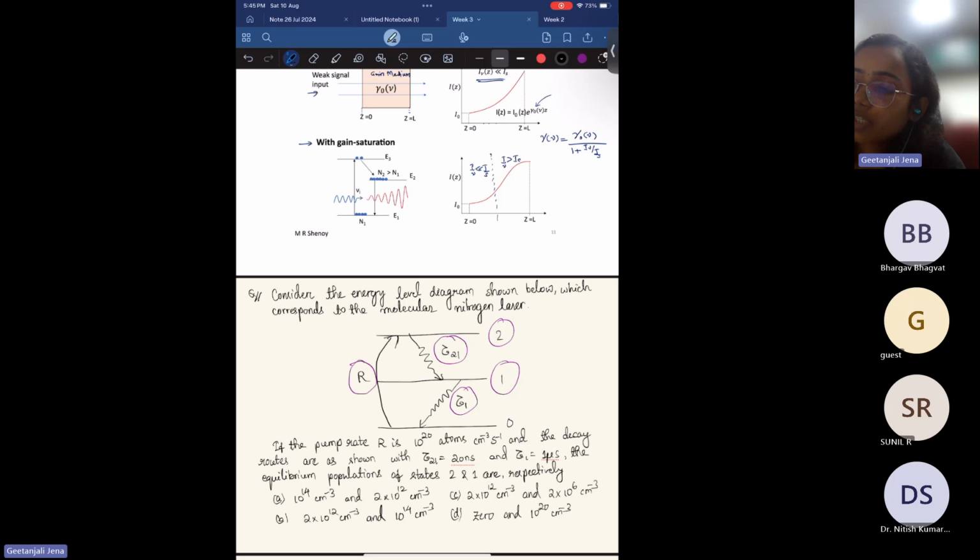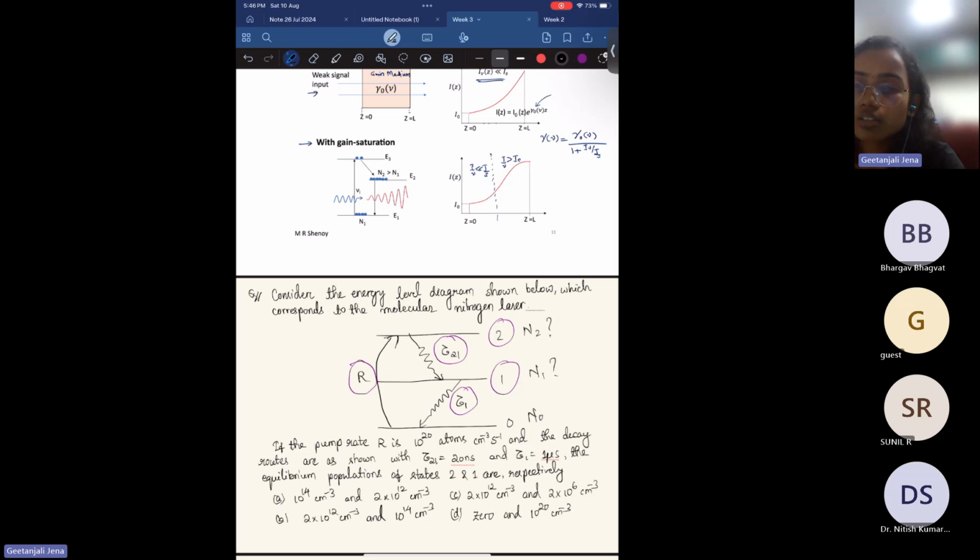So whenever there is pumping, after some time it will achieve an equilibrium position. So we will have N2 number of atoms here, N1 number of atoms here, and N0 number of atoms here. And it is asking about the values of N2 and N1. So how can you solve it?